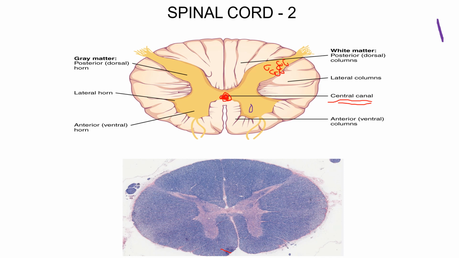Okay, we're going to get to cerebral spinal fluid in just a little bit too, but make sure you go back, review these, make sure you know the horns versus the columns, make sure you know which one's motor, which one's sensory, which one's white matter, which one's gray matter. All right, moving on.